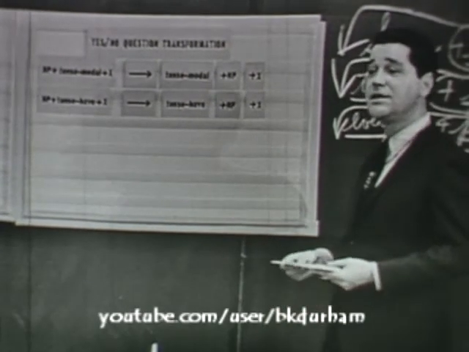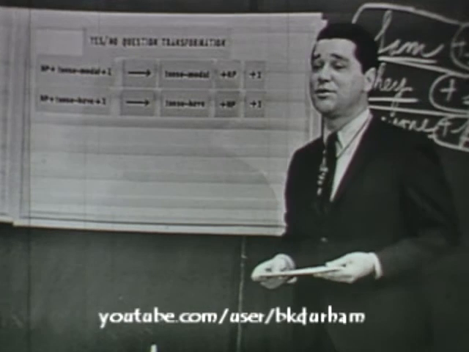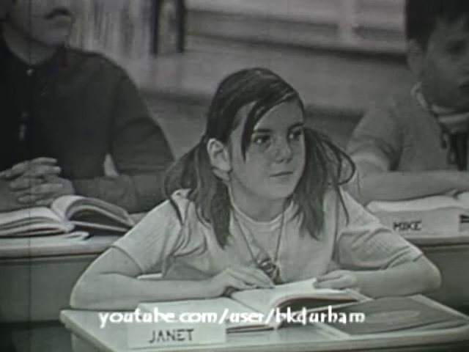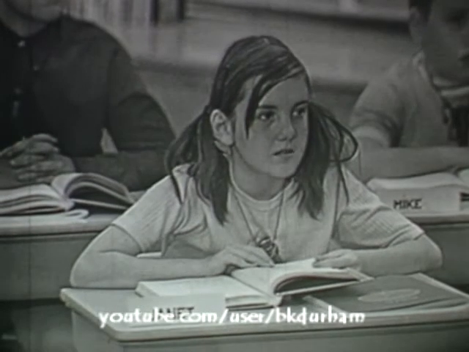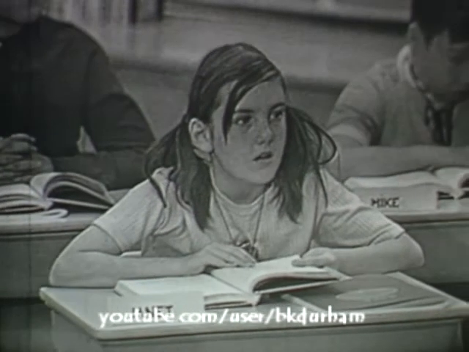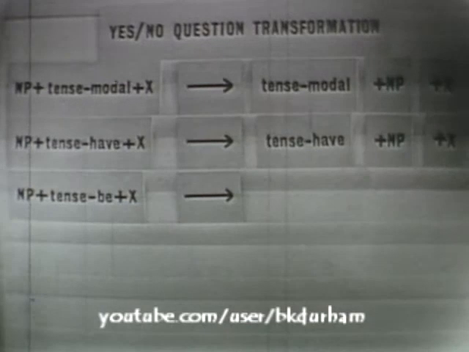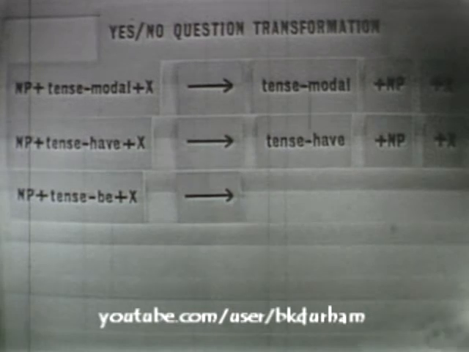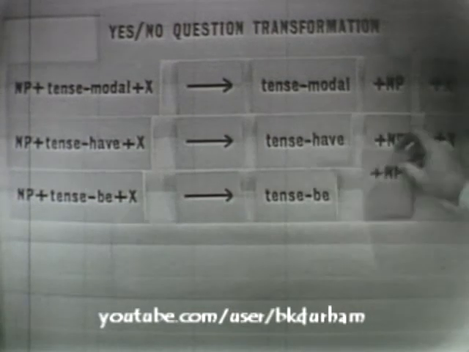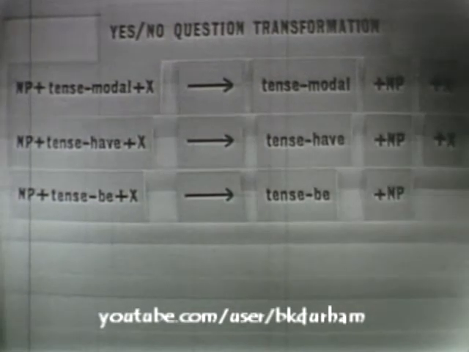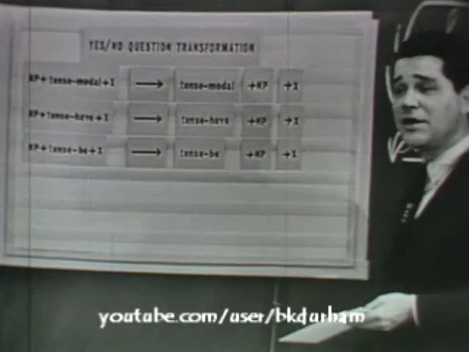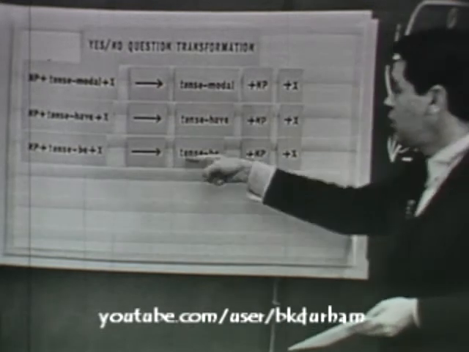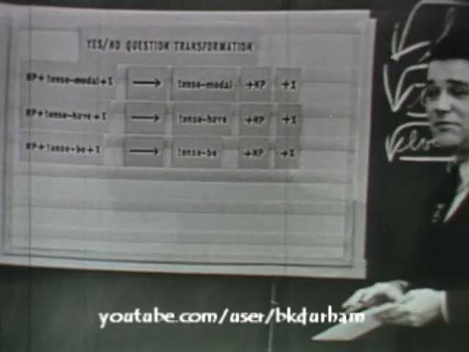Very good indeed. Who thinks he knows how the third line is going to be? Janet, will you try? Noun phrase plus tense be plus X becomes... noun phrase, no, tense be plus noun phrase plus X. Very good. What did you invert? What did you switch around, Janet? The subject and tense be. All right, the noun phrase and tense be, you've ended with tense be plus the noun phrase.